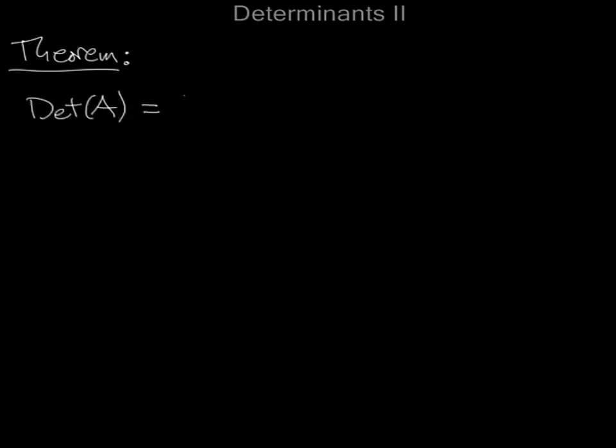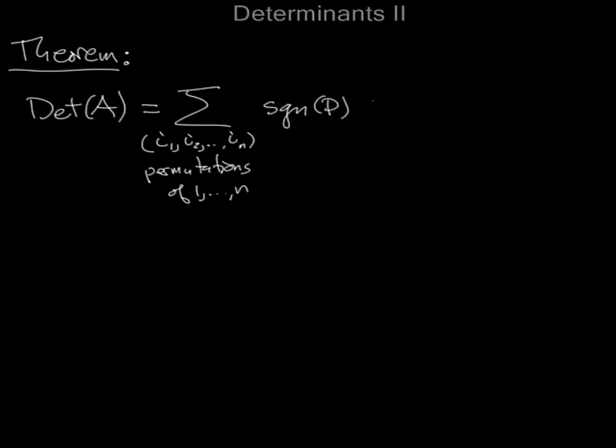So the theorem in this version is the following: you sum over all permutations written this way of 1 through n, and you take the sign of the permutation and the product of the corresponding aij's.